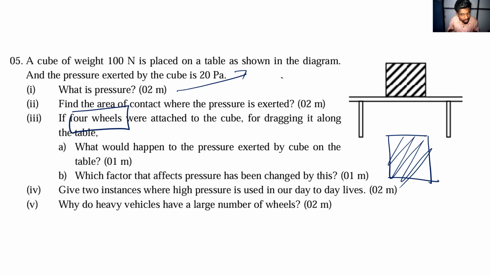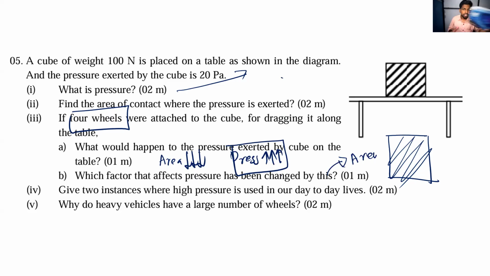So when I am fixing the wheel, the area gets decreased. When the area decreases, the pressure will be increased, right? So in this question, what would happen to the pressure? The pressure will be increased because we have changed the area.